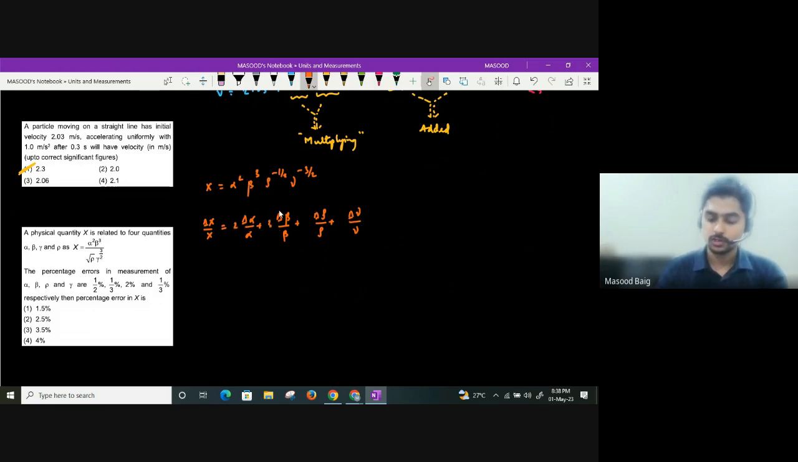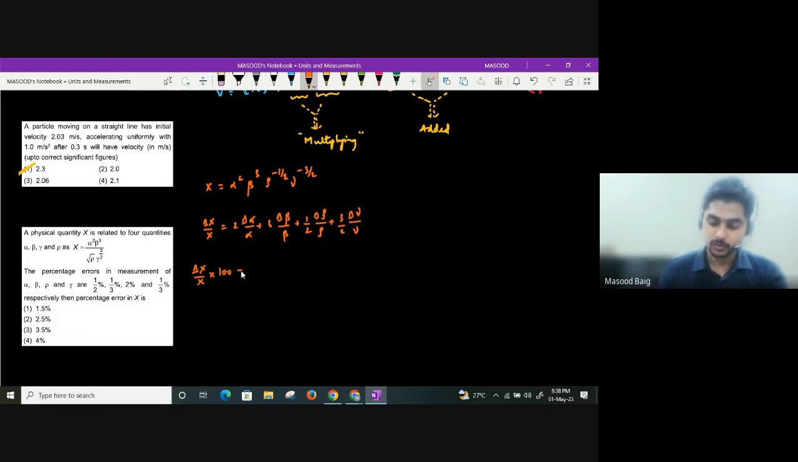2, 3. Here you have minus 1 by 2. While calculating errors, guys, whether you have positive power or negative power, you will take only positive values. Here you have minus 3 by 2, I will take only 3 by 2. They're asking us to find percentage error in x beta.